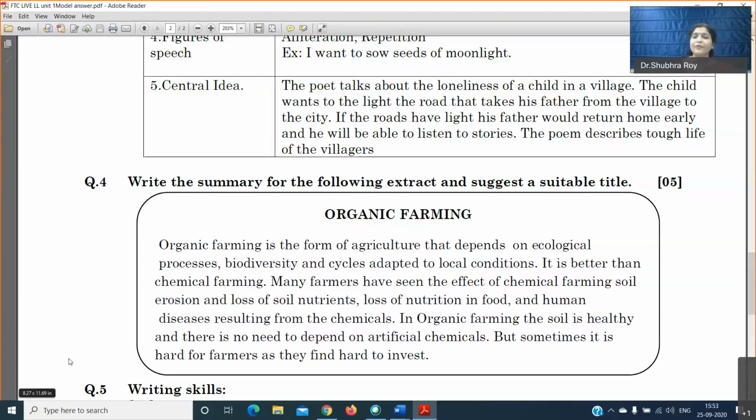Okay. Then the fifth thing is that it should be written in a single paragraph, one single paragraph. And finally, it should be original. You should not copy line by line from the passage. If you copy line by line from the passage, you are not going to get full marks. Some marks will be deducted because students do write very good summaries. Okay. So this is how you write the summary. This is for summary writing.